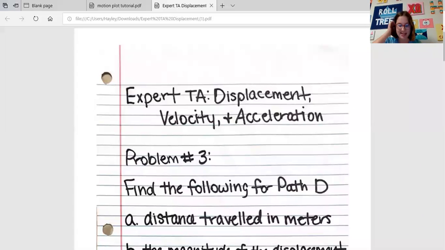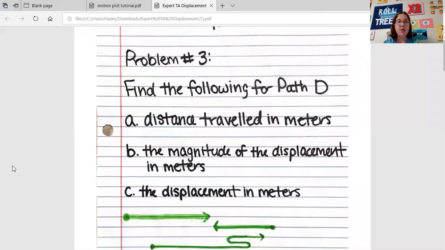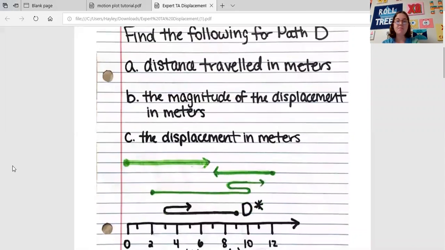Hi everyone, my name is Haley Metzger and today I will be explaining problem number 3 from the expert TA homework on displacement, velocity, and acceleration. As you can see, this problem has 3 parts.